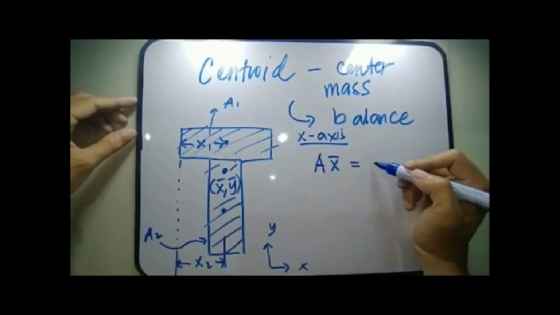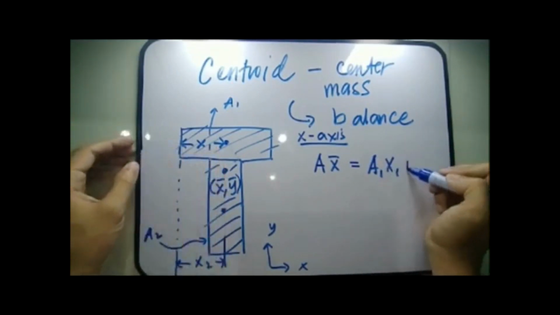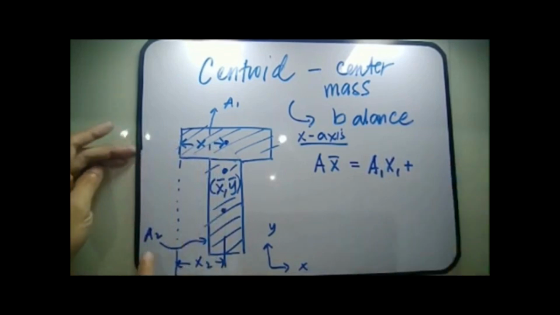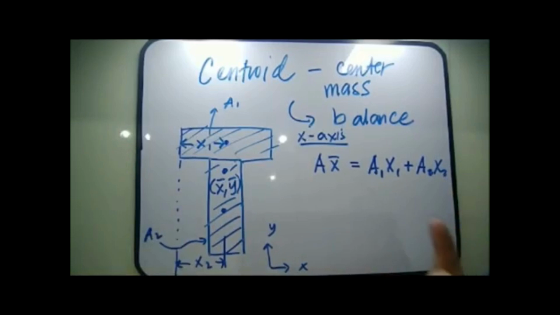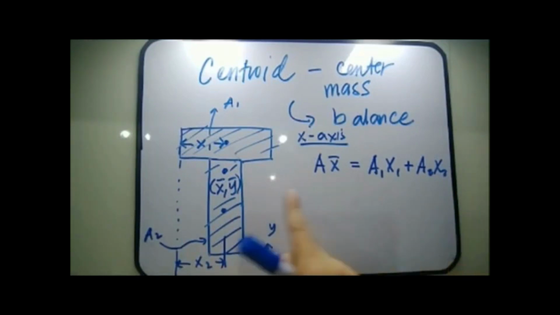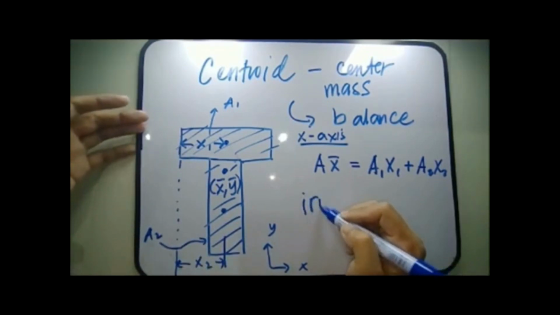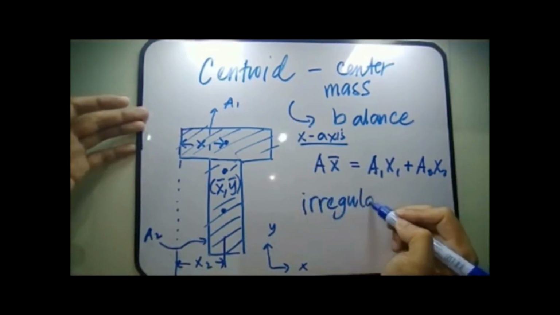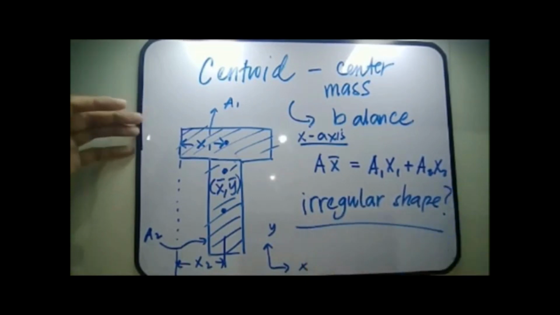Now the area times the centroid of the whole figure is actually equal to the sum of those regular shapes' areas times the centroid of those regular shapes. So we just add them all guys. So a sub 1 x sub 1 plus a sub 2 x sub 2. This is the principle of finding the centroid. So for y, the same principle. So what about for an irregular shape? So how can we solve problems involving the centroid of an irregular shape?